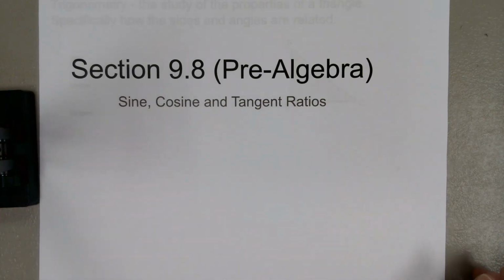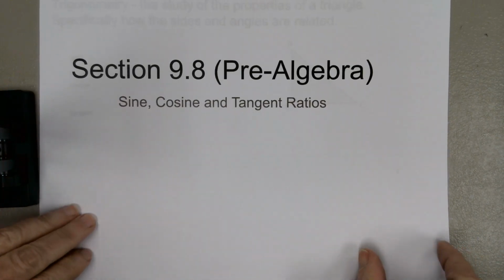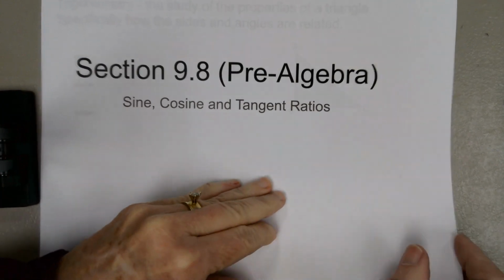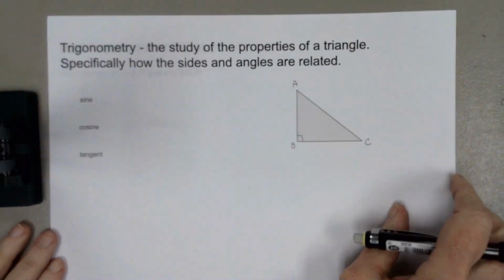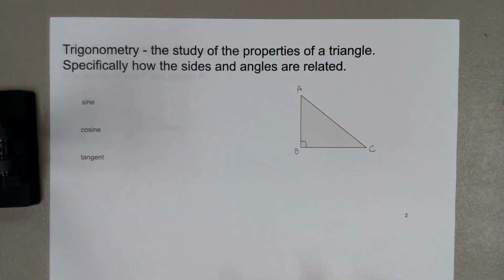Section 9.8 has to do with sines, cosines, and tangents. This is just a little intro to trigonometry. Trigonometry is the study of the properties of triangles. It's specifically how the sides and the angles are related. And some of this stuff you're going to have to just memorize.